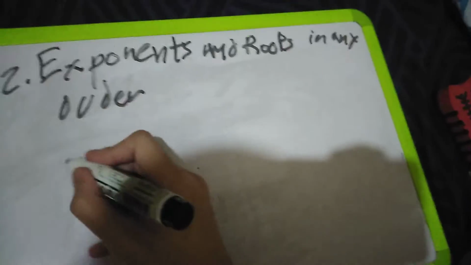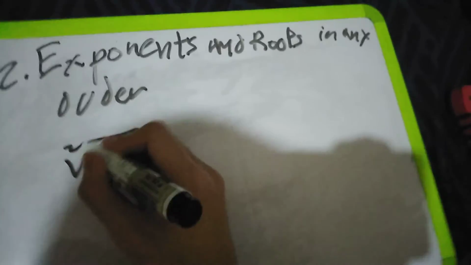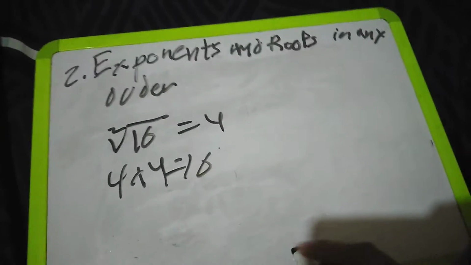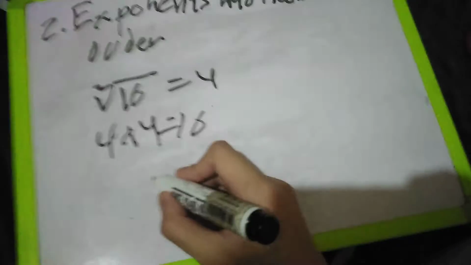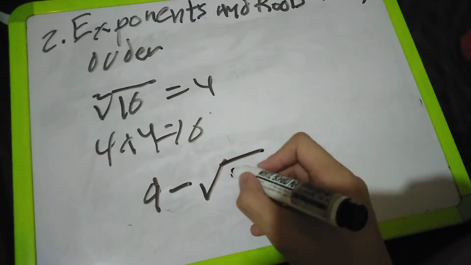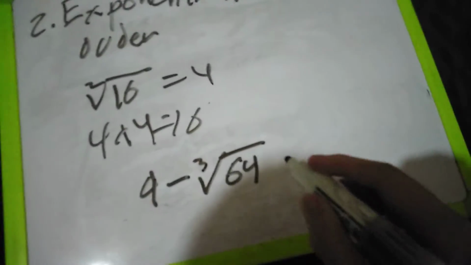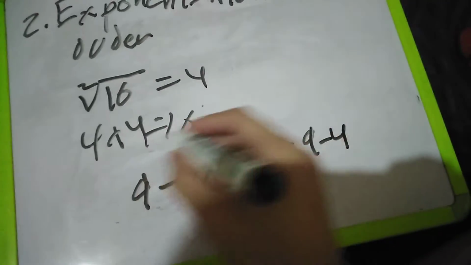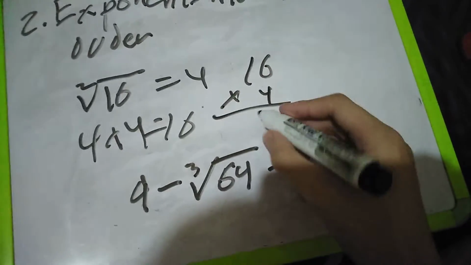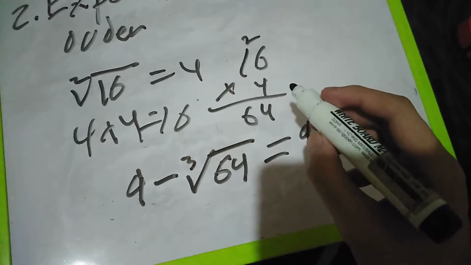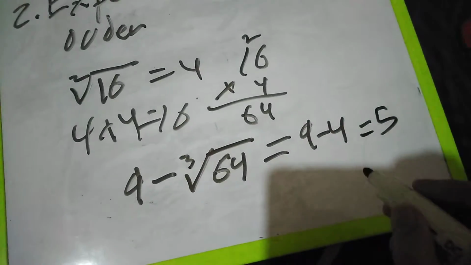As for roots, they're the opposite of exponents. So if we have, say, the square root of 16, that would be 4, because 4 times 4 equals 16. So if we have, say, 9 minus the cube root of 64, which is 9 minus 4, because 4 times 4 equals 16, and then 16 times 4 equals 64. So the answer ends up being 5.